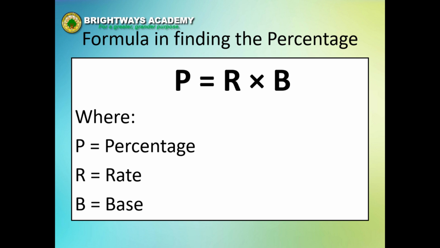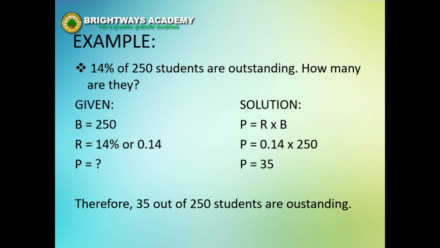In solving the percentage, we use the formula P is equal to R multiplied by B, where P is equal to the percentage, R is equal to rate, the part of the base which is expressed in decimal or percent form, and B is equal to base or the entirety, whole, or the total amount.